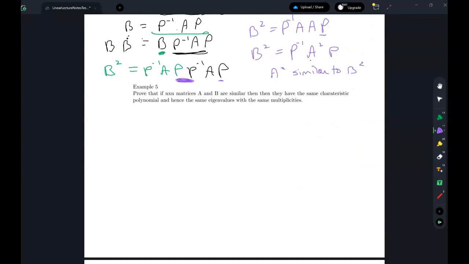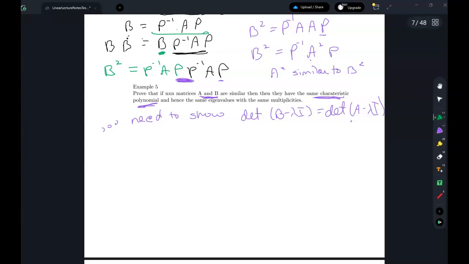Okay, so let's look at this one. We're trying to show that if two matrices are similar, then they have the same characteristic polynomial. So we need to show that the determinant of B minus lambda I is equal to the determinant of A minus lambda I. That's what it means to have the same characteristic equation.